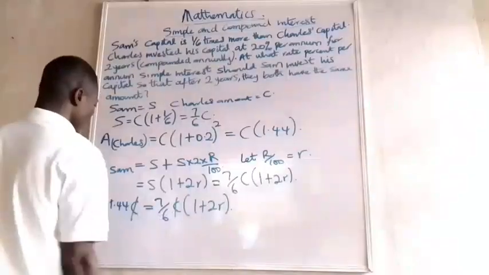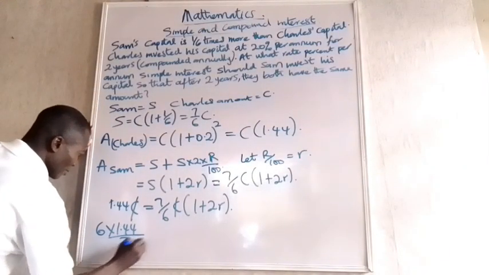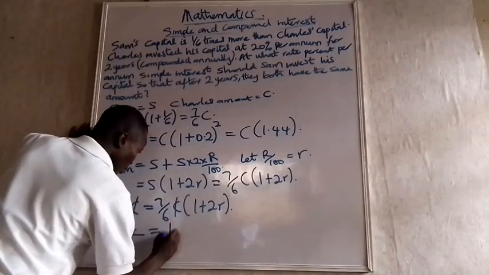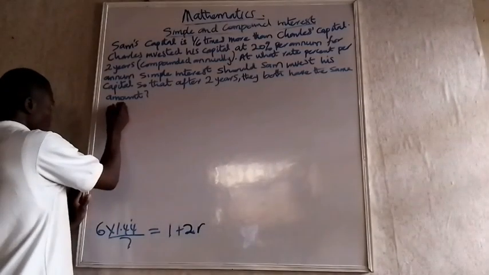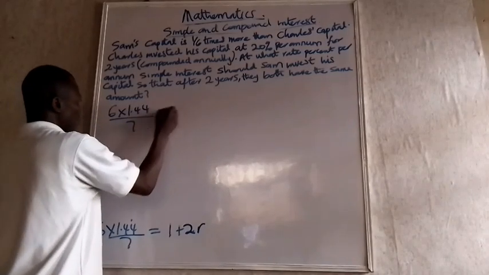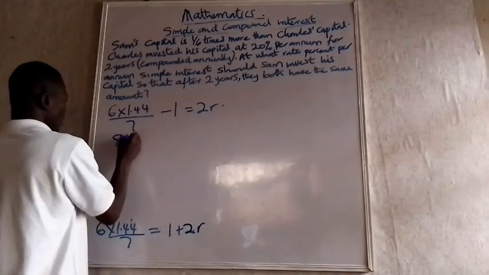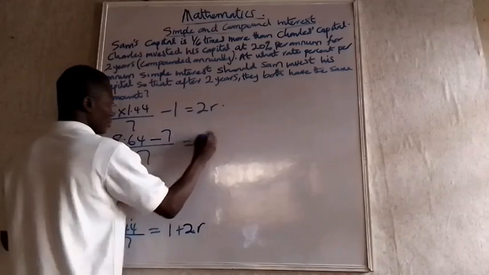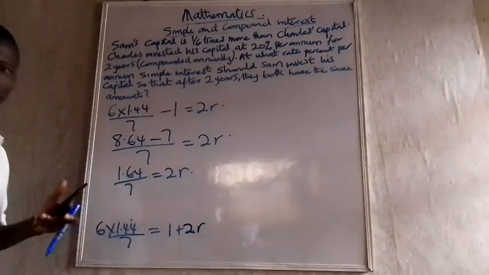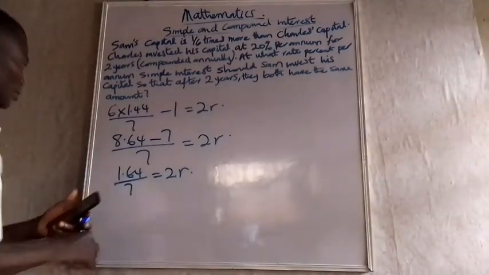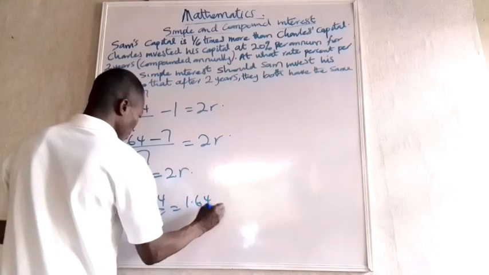From here we can easily do this. 6 times 1.44 divided by 7 is equal to 1 plus 2r. So we can now continue with this. 6 times 1.44 over 7 minus 1 is equal to 2r. So this is going to be 8.64 minus 7 over 7 is equal to 2r. On subtracting, I have 1.64 over 7 equal to 2r. So r will be equal to 1.64 over 2 times 7, which is 1.64 divided by 14.